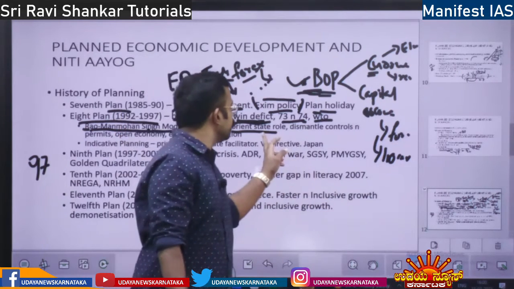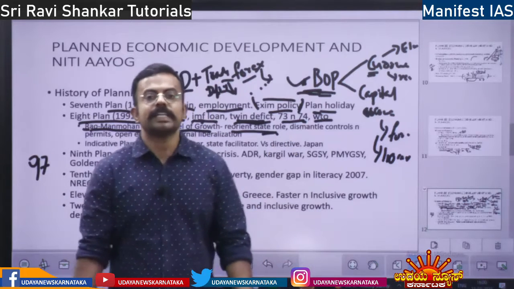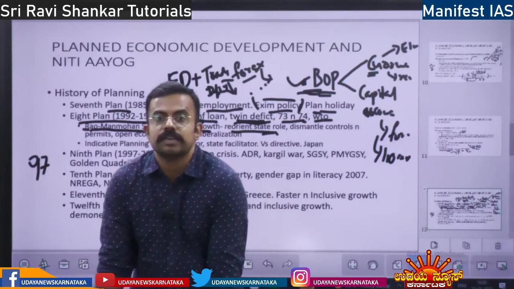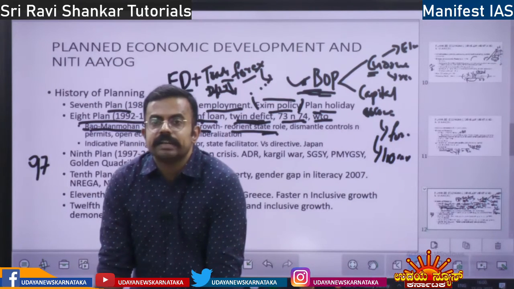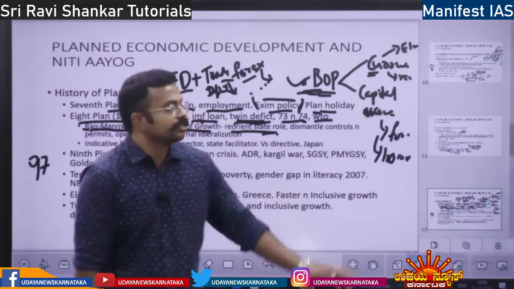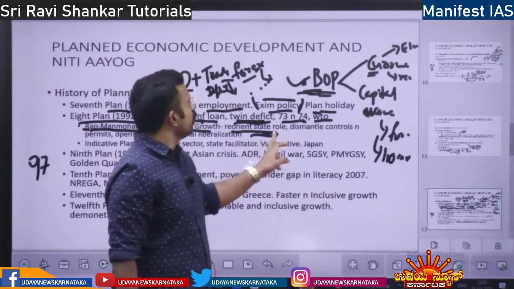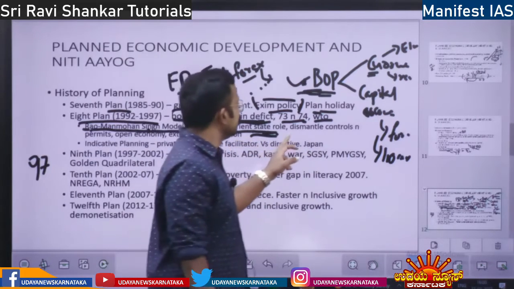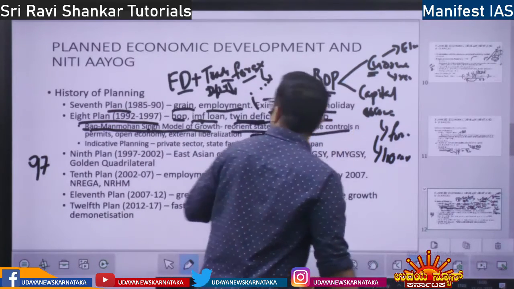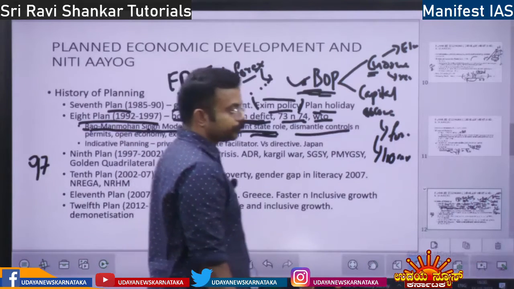Instead of regulator, government becomes a facilitator. Facilitator means it gives facility for the industry to start. Once the industry starts, it is going to give facility. So the government role will change from regulator to facilitator. Next, it dismantles the controls.